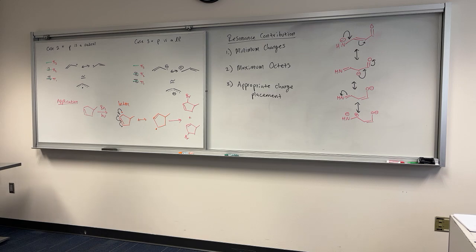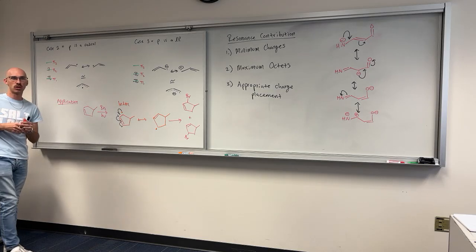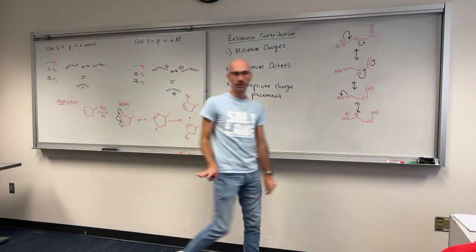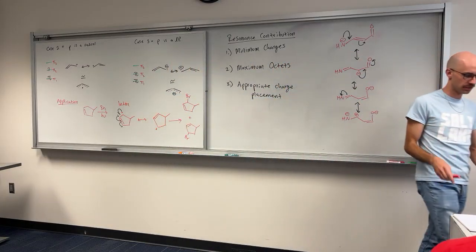Why don't you turn to the people next to you and rank these from least major contributor, least like the nature of the molecule, to most major contributor, the one that looks the most like the molecule at its lowest energy. Work with the people around you to rank these using these three rules.